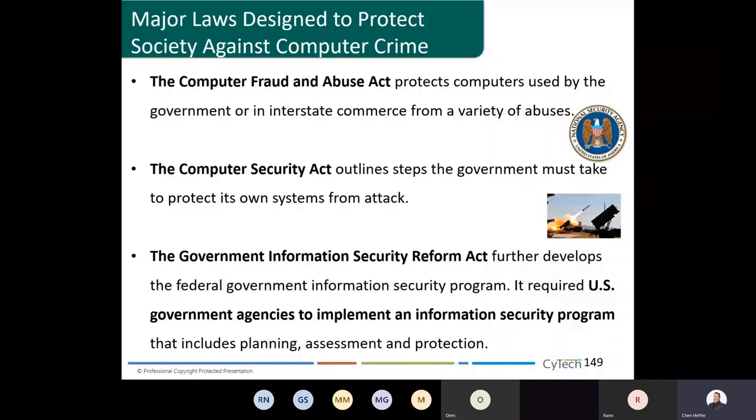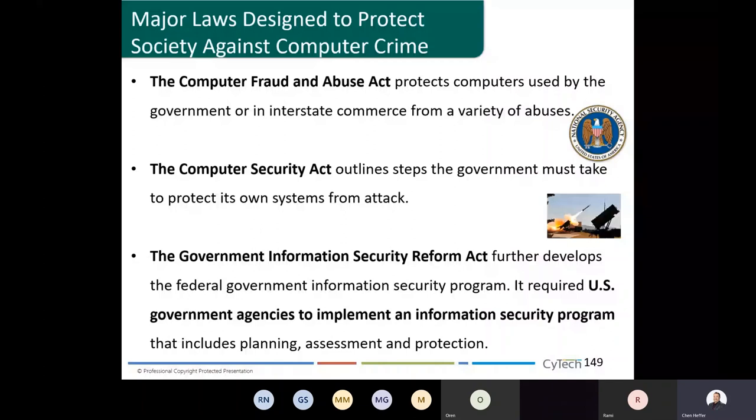The CSA, the Computer Security Act, now takes the responsibility to the government itself on how to protect its own systems from attacks. It's not enough just to say you're the government, you're strong, you can pursue others that are trying to attack you, but you also need to take certain steps in order to protect your systems from getting attacked.